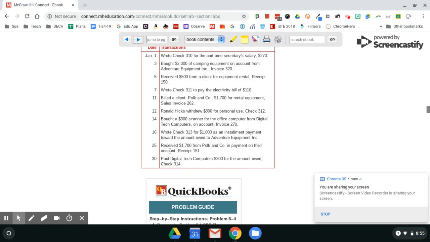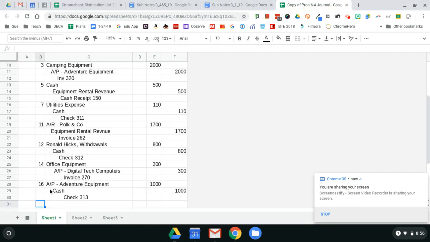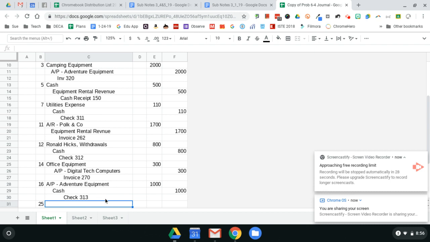Okay. 25th, we received $1,700 from Polk and Company in payment on their account. So that was where we billed them for their rental revenue. Our receipt number 151 on the 25th. And it looks like I'm going to run out of time. So we will stop this, and we will have a second quick one to finish up.